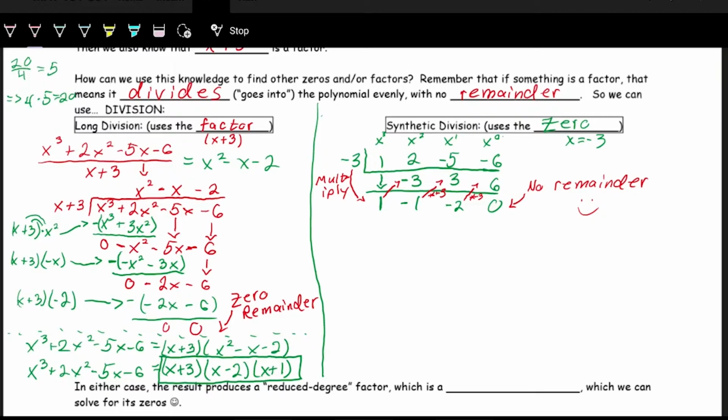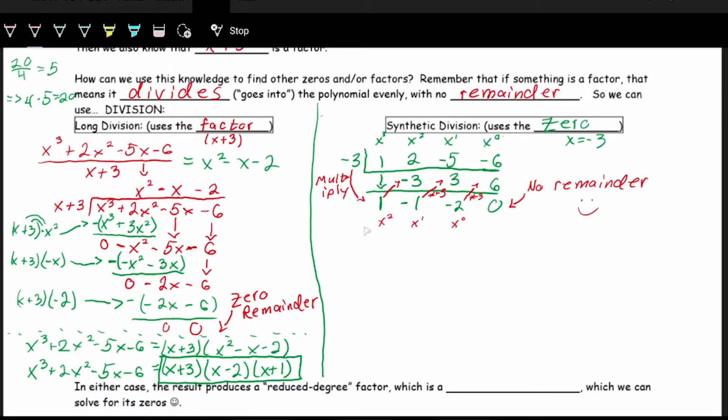Because when we have no remainder, that means this divides out nicely, and we can write out exactly what the factors are. But now the question is, how do we interpret this quotient as a factor in terms of polynomials? It works out that these are the coefficients of a reduced degree polynomial. It's helpful to start on the far right, which is the constant term, the x to the 0 power, and then you just count up. This is x to the 1, and then x squared.